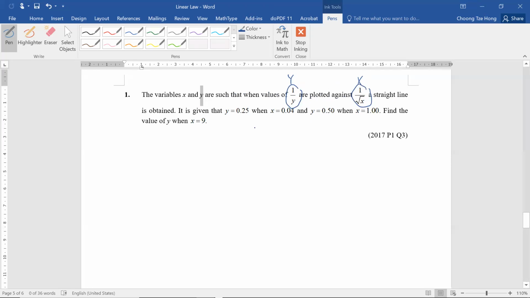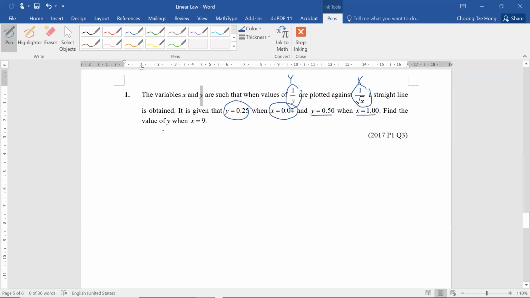Anyway, they say if you plot this against this, then you will get a straight line. Given that Y equals 0.25 when X is 0.04, this is the first set of values, this and this. Then the second set of values is this and this.